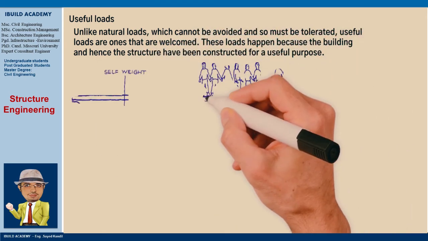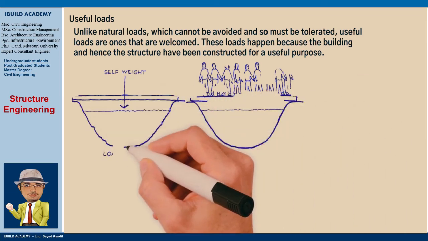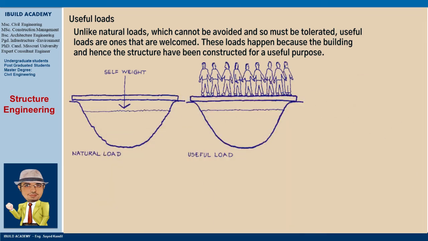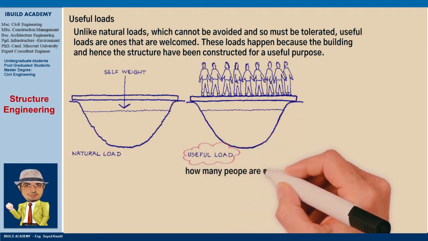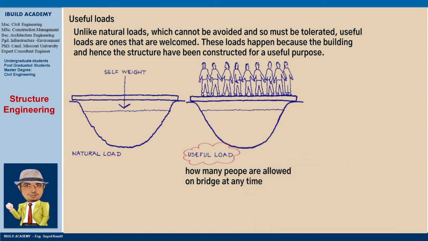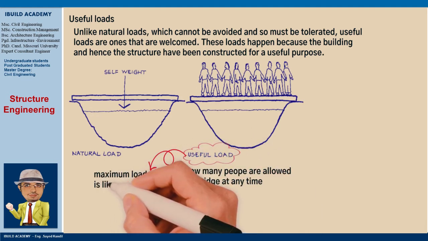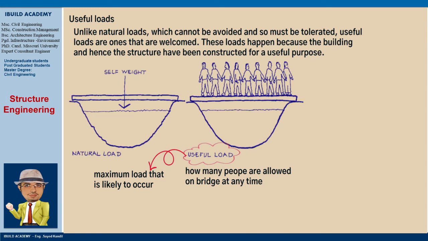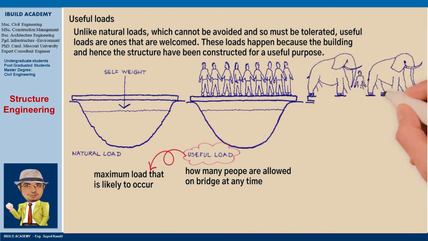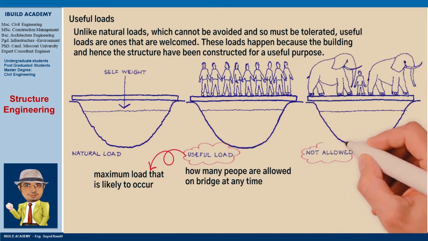With the plank bridge, it has been constructed for people to cross the stream. If it couldn't do this, it would be of no use. The amount of useful load can be altered by how many people are allowed on the bridge at any one time, and whether people are allowed to take their pet elephants on the bridge. It is often practical for the useful load to be the maximum load that is likely to occur. Practically, the useful load would be a bridge full of people, but no elephants allowed.